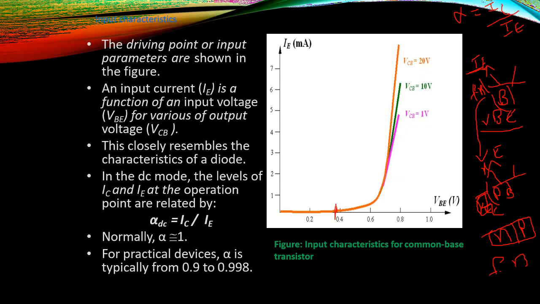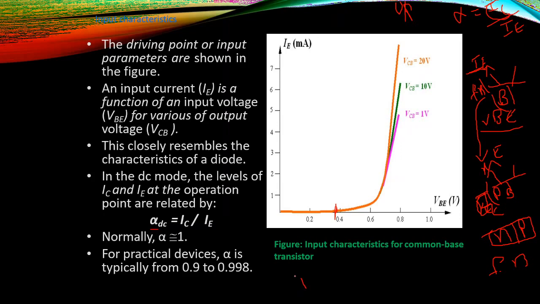Since we know that gain is nothing but output divided by input, what is the output current? We have the IC current. What is the input current? We have the IE current. So the gain of the circuit, the efficiency of the circuit with respect to the current parameters, is IC by IE. We represent the common base current gain with the symbol alpha.